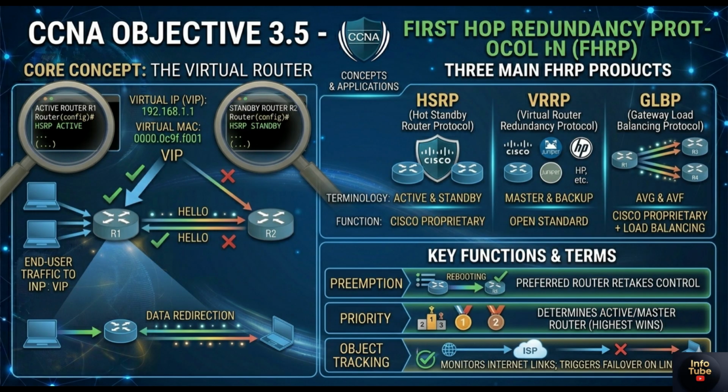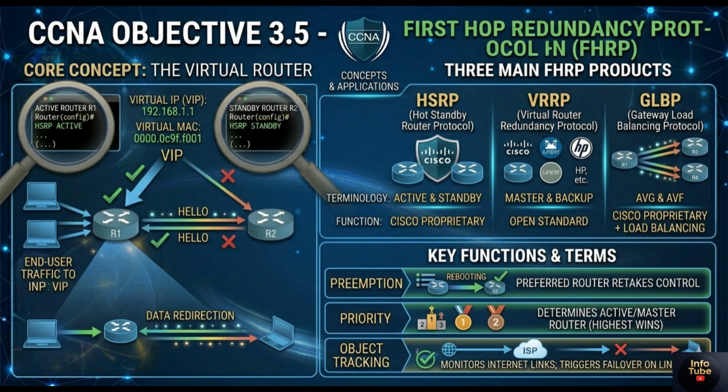We move to next topic 3.5. In a typical network, devices like computers and printers are configured with a default gateway, which is usually the IP address of a single router. But what happens if that router hardware fails or the cable is unplugged? Every device on that network loses its connection to the outside world.